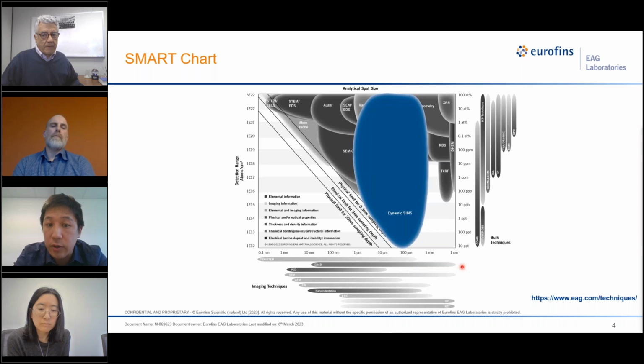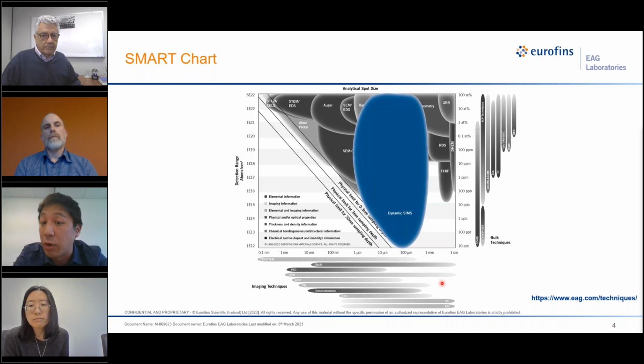But not to be forgotten, we also have the imaging techniques. Again, this is both a dynamic SIMS and microscopy webinar. And of course, with the imaging, we will not get as much chemical information, but we will have plenty of information on analyzing small features, for example, all the way down to the TEM range.